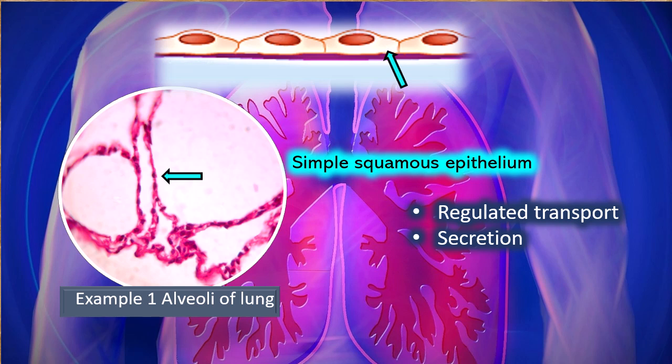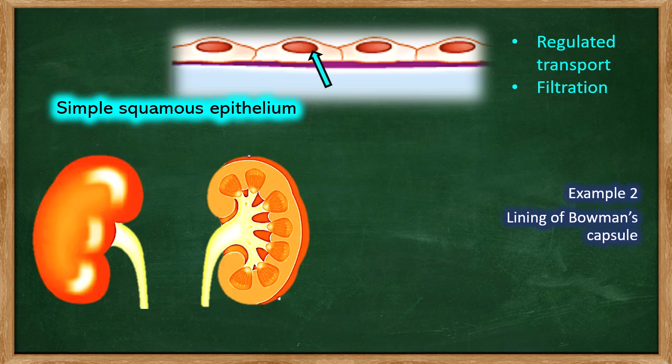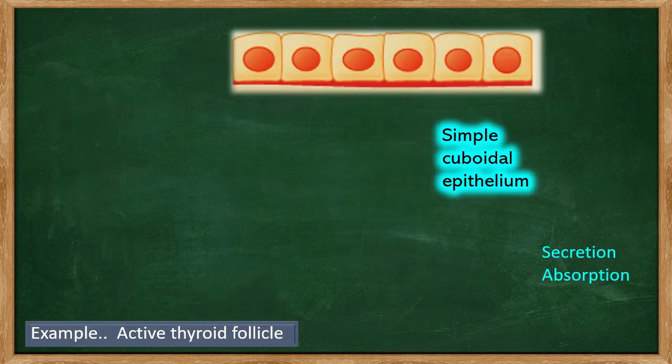The function, of course, is regulated transport and secretion. It ensures the transition or the flow of oxygen from the lumen into the capillaries, and in the reverse direction, the removal of carbon dioxide. Another example of simple squamous epithelium will be the kidney, the Bowman's capsule of the kidney. You can see the marked bluish green arrows clearly indicate the flat cells of the outer layer of the Bowman's capsule.